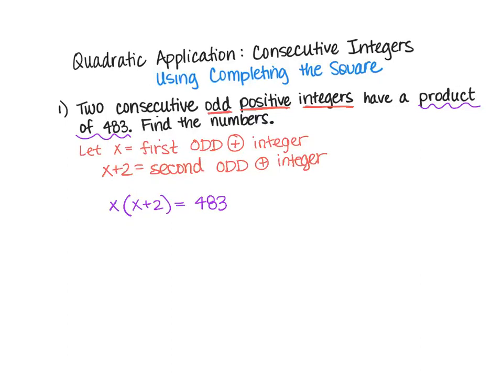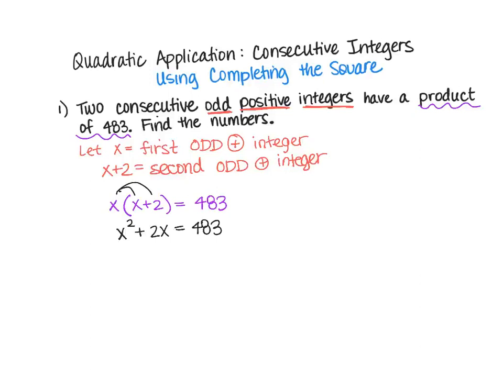Even though it appears to be in factored form, I certainly wouldn't want to use any factoring type solving method here because it doesn't equal 0. So my zero product property does not apply yet. So I will distribute the x. So the x times x is x squared, plus x times 2 is 2x, and it equals 483.